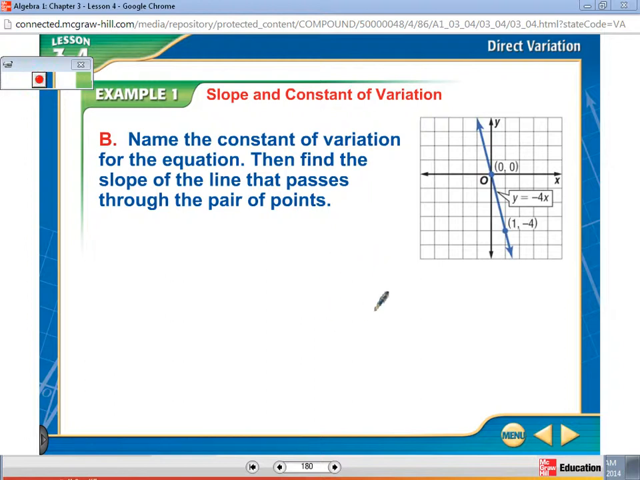Let's clear this and go on to the next piece. I'm going to move this over here. I have no idea why it's doing that, but okay.